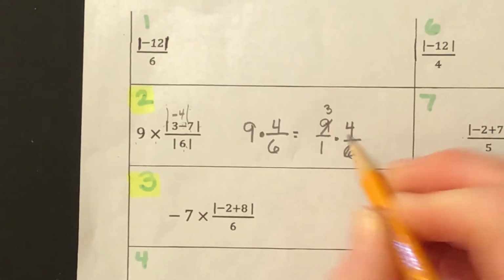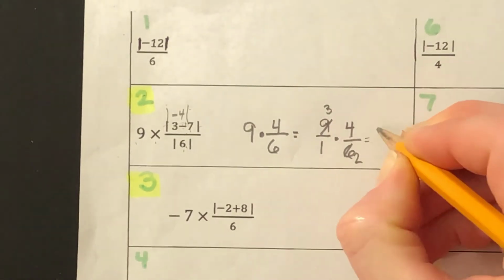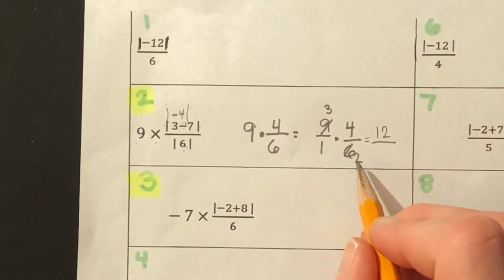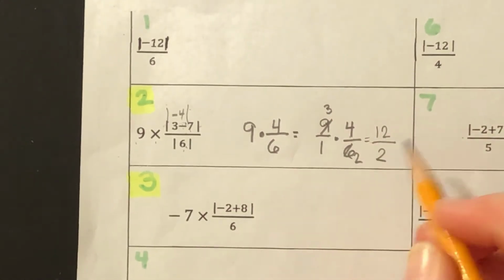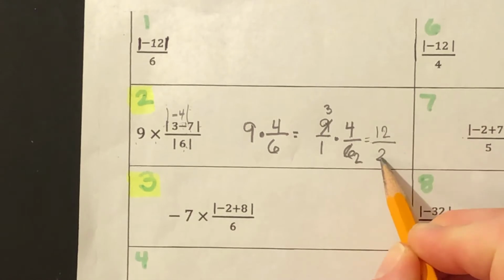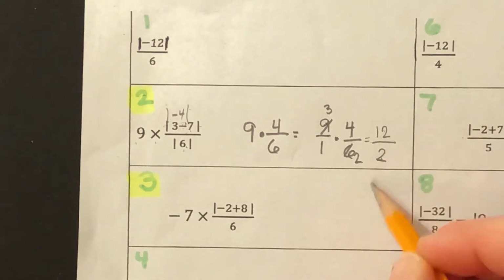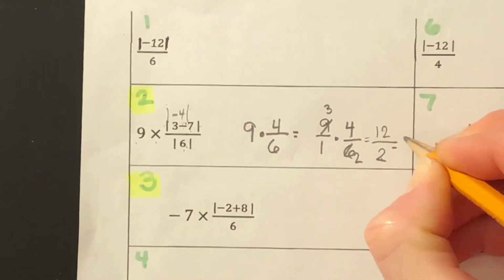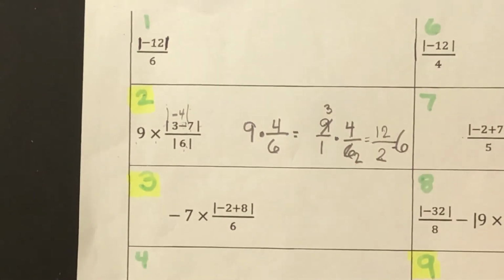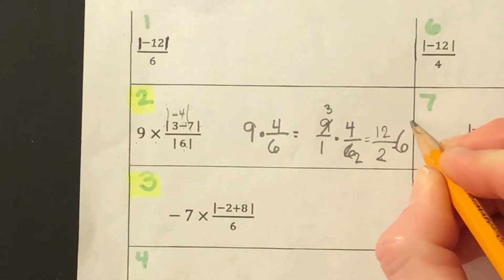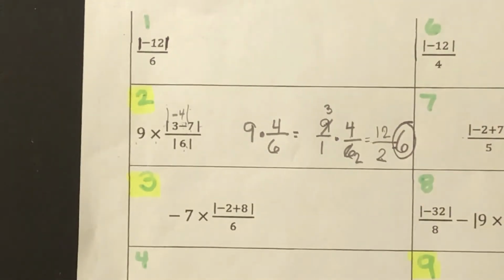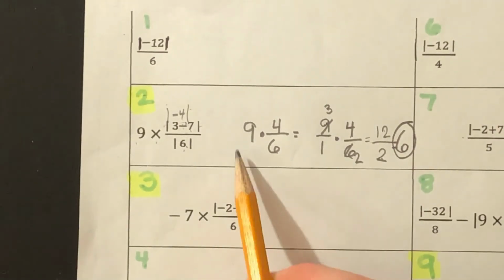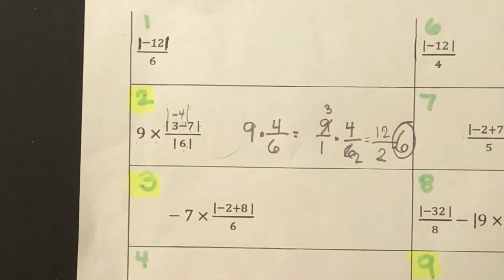3 times 4 is 12. 1 times 2 is 2. 12 divided by 2. I could reduce this, but it already divides evenly. 12 divided by 2 equals 6. My final answer to number 2 is 6. I think next time I won't leave a big space right there.